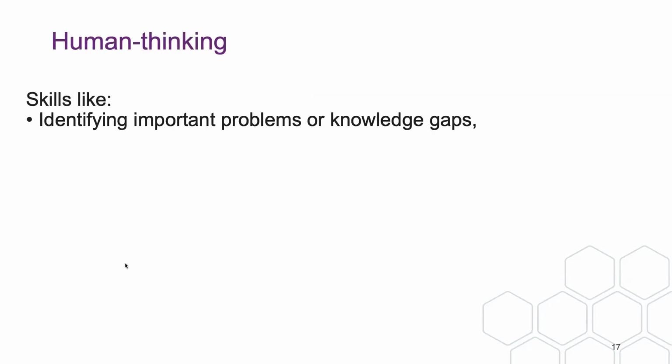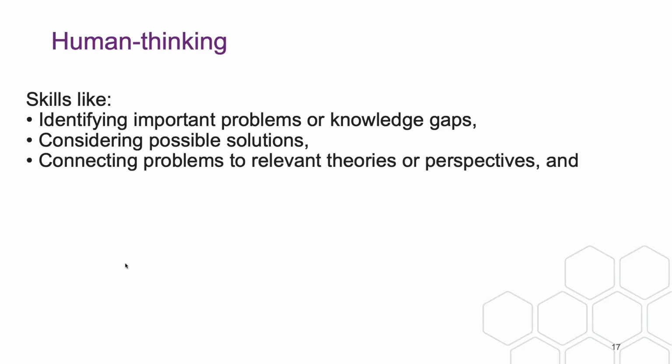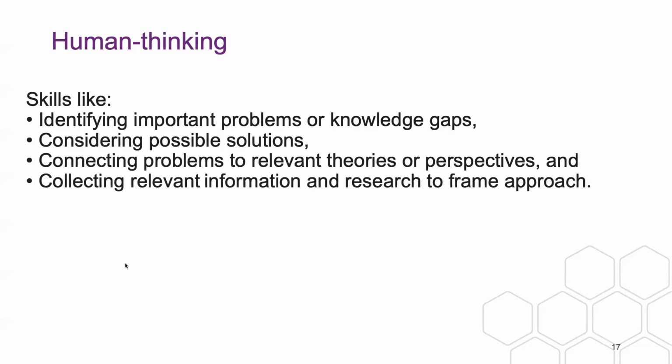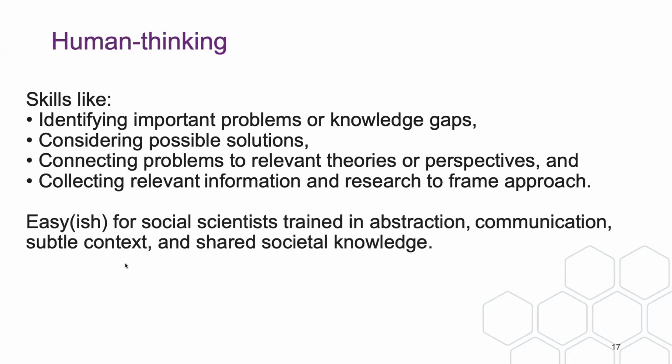So yeah, you'll need those skills that we briefly touched on before. And those are things like being able to identify important problems or knowledge gaps. You're going to want to be able to consider possible solutions. And you'll need to be able to connect problems to relevant theories or perspectives. And you want to be able to collect relevant information and research to frame your approach. And these are all things that social scientists really excel at. The ability to understand context and nuanced perspectives, and how to communicate abstract ideas, and how to attack a research question. And that's not to say that computer scientists can't do this or that they're robots. I'm just talking in broad generalizations here about the differences between the two fields.